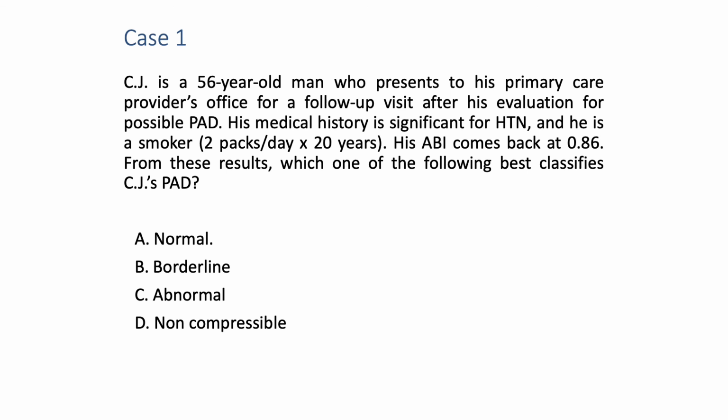So I think before we end our lecture, I'll just give you a case. We have CJ, a 56-year-old man, who presents to the primary care provider office for a follow-up visit after his evaluation of possible PED. His medical history includes hypertension, and he's a current smoker, 2 packs per day for 20 years. His ABI comes back at 0.06. From these results, which of the following best classifies CJ's PED? Have a think what the answer is, and remember what we said just now. Does the patient have normal, borderline, abnormal, or non-compressible?